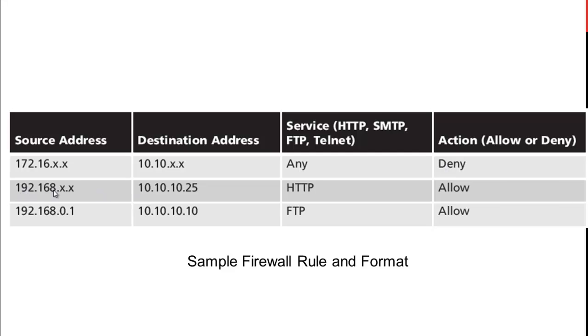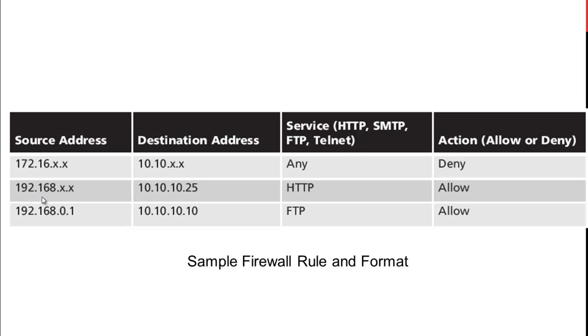And then we have a 192.168 range, looking for 10.10.10.25 using HTTP. We're going to allow that, so we filtered it by source address, destination address, and service. We're going to allow it. And then a particular IP address within the 192 range, 192.168.0.1 to 10.10.10.10, using FTP service, we're going to allow it.